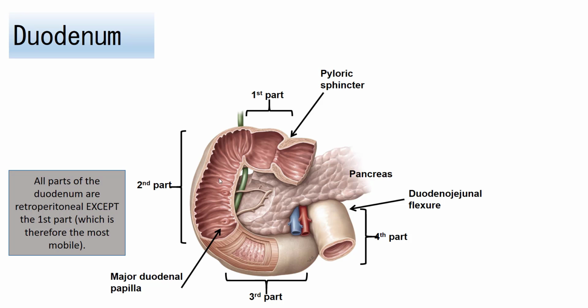When we open up the duodenum, which is definitely what we're going to do in lab, we should be able to identify the major duodenal papilla right here. This is where the union of the main pancreatic duct and the common bile duct enter the duodenum. Here is the SMA poking through. That's going to cross over the duodenum.